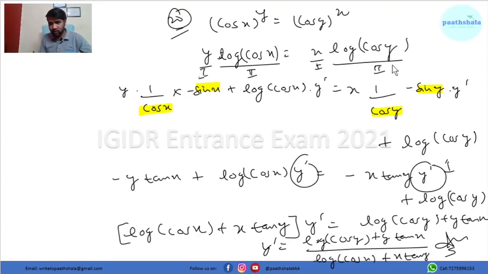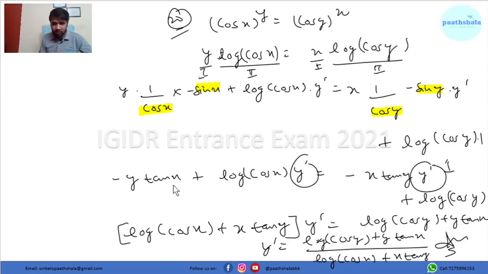And here on the right hand side we'll differentiate it. So we'll write first function and differentiate second function. So this is log cos y. So this will become 1 upon cos y, and differentiation of cos y will be minus sin y, and we'll again differentiate y. So this will become y dash. Now we'll write second function as it is and we'll differentiate the first function. So this will be 1. Okay. Now let's solve it.